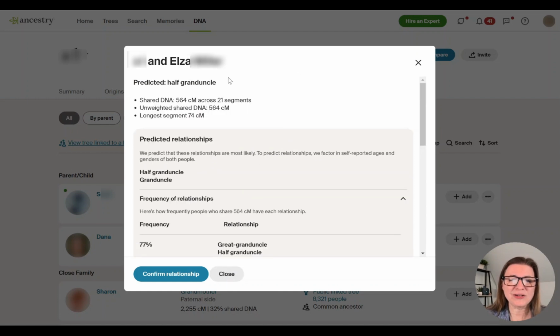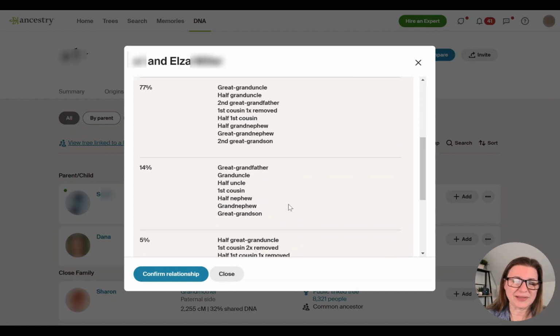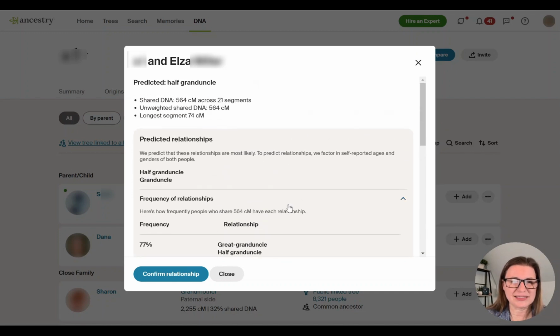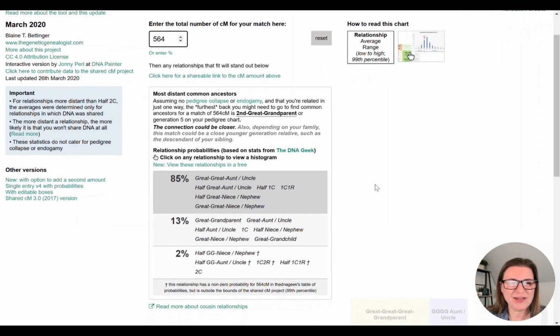But when we're looking at Elza, there are a lot of possible relationships because this is sharing a lot less DNA. Here's DNA Painter at 564. Again, we have three different categories. Most of this category, where you see that cross, means it has a non-zero possibility, but it's outside of what has been seen. So really the only thing is a second cousin here. But in this top category, we again have that half great uncle, which is what they had predicted.